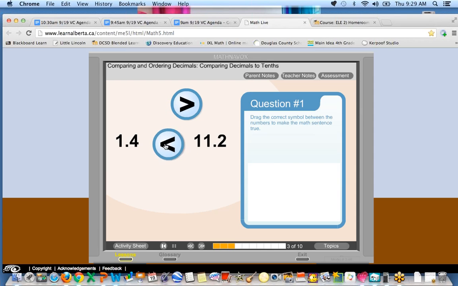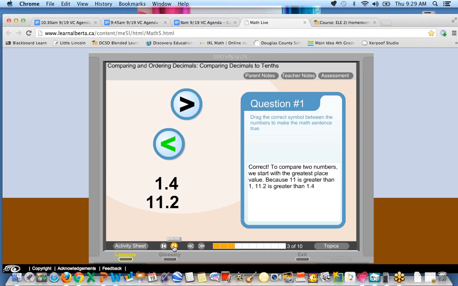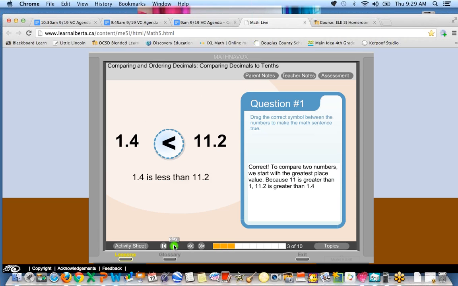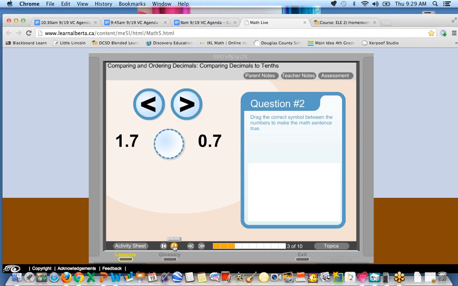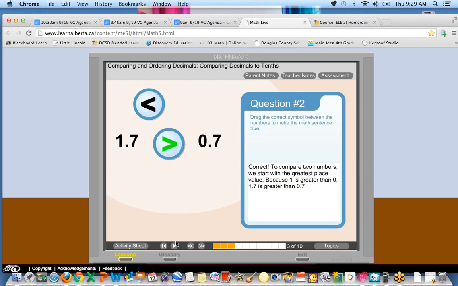Okay, so most people are telling me to do this one. Perfect. That's easy. Drag the correct symbol between the numbers to make the math sentence true. All right, go ahead and do it again. Okay, yep. Nice.